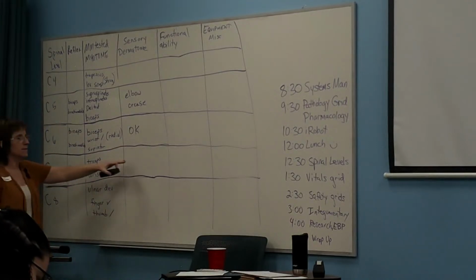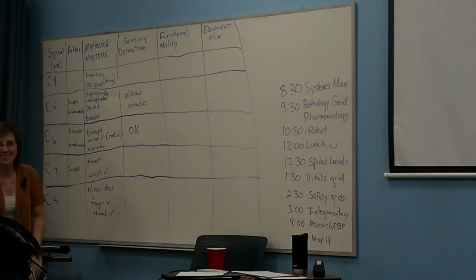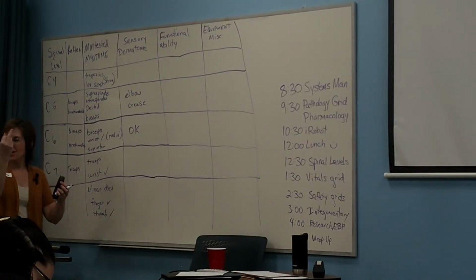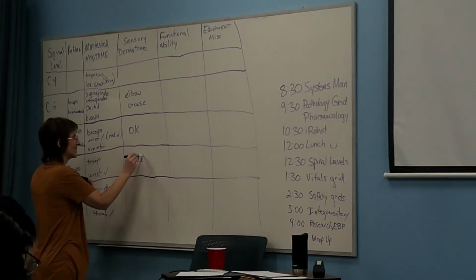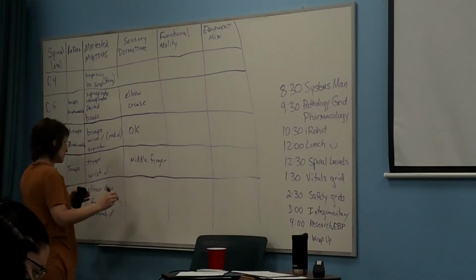What about C7? Sensory. It's nowhere near the tricep. Middle finger. Middle finger. And then what do we do for C8?